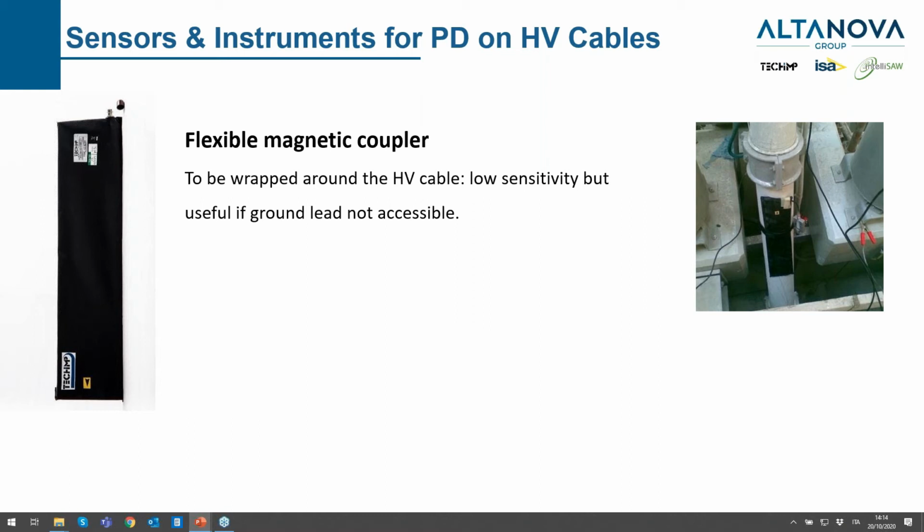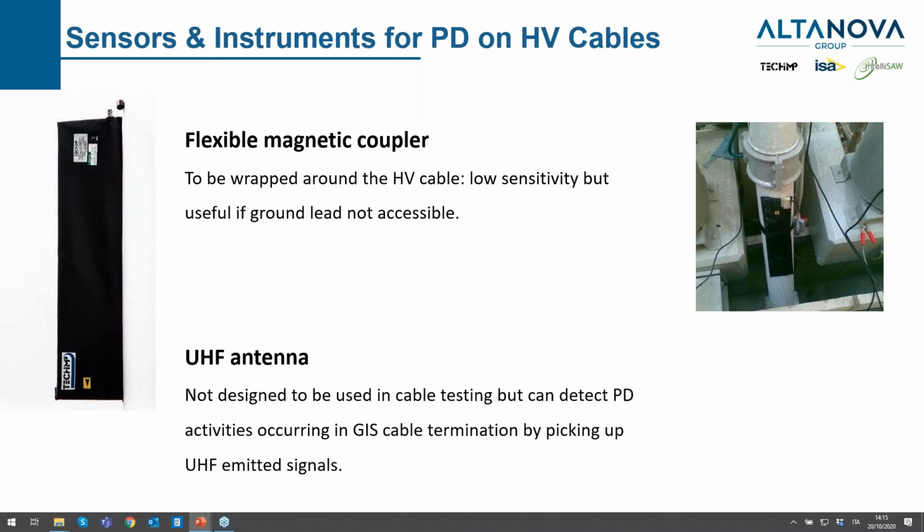It can be wrapped around the voltage cable. It has a lower sensitivity compared to the previous sensors, but its flexibility for the installation gives this sensor, let's say, a very, very high efficiency in some particular conditions.